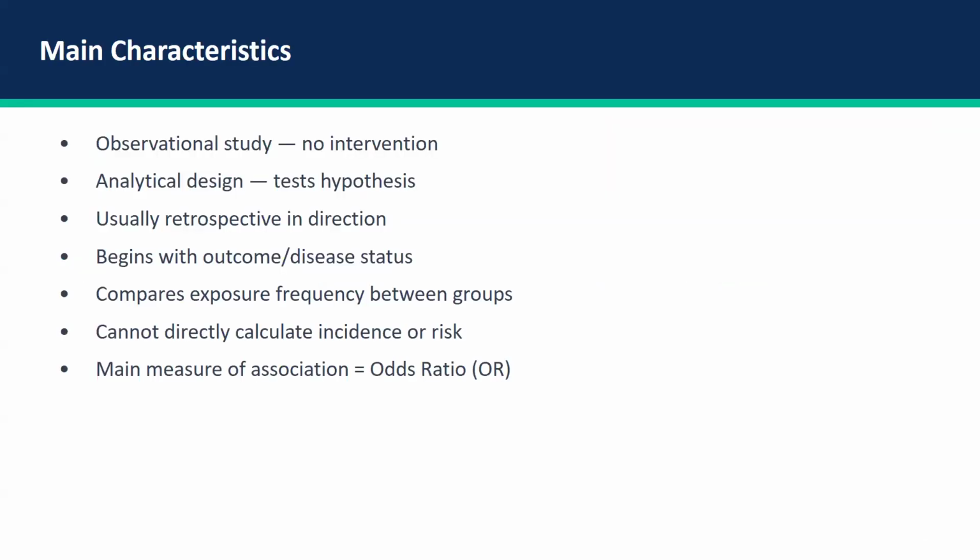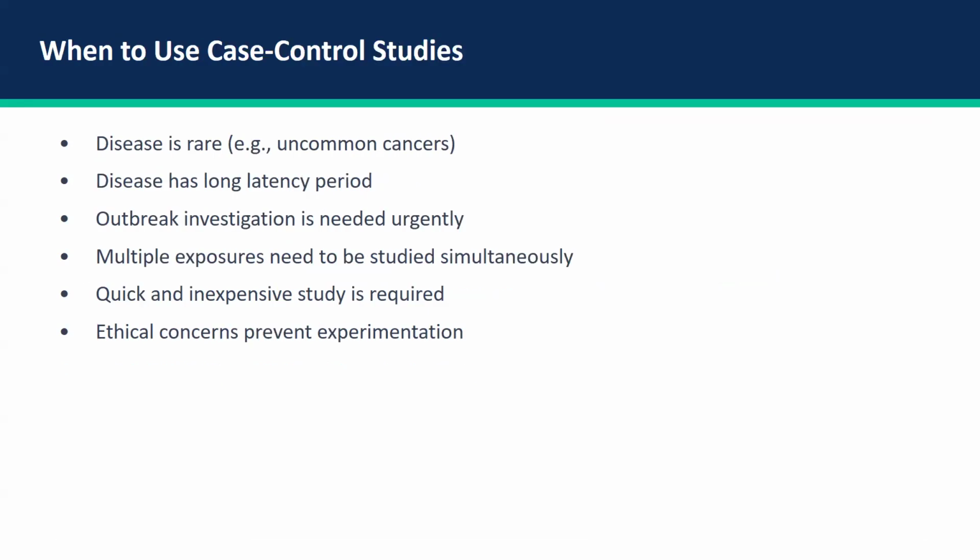These are the main characteristics of case control study design: this is an observational study. No intervention is done. This is an analytical design, meaning it tests the hypothesis. This is usually retrospective in direction, begins with the outcome or the disease status, and compares exposure frequency between both the groups. It cannot directly calculate incidence or risk. The main measure of association in this study design is odds ratio.